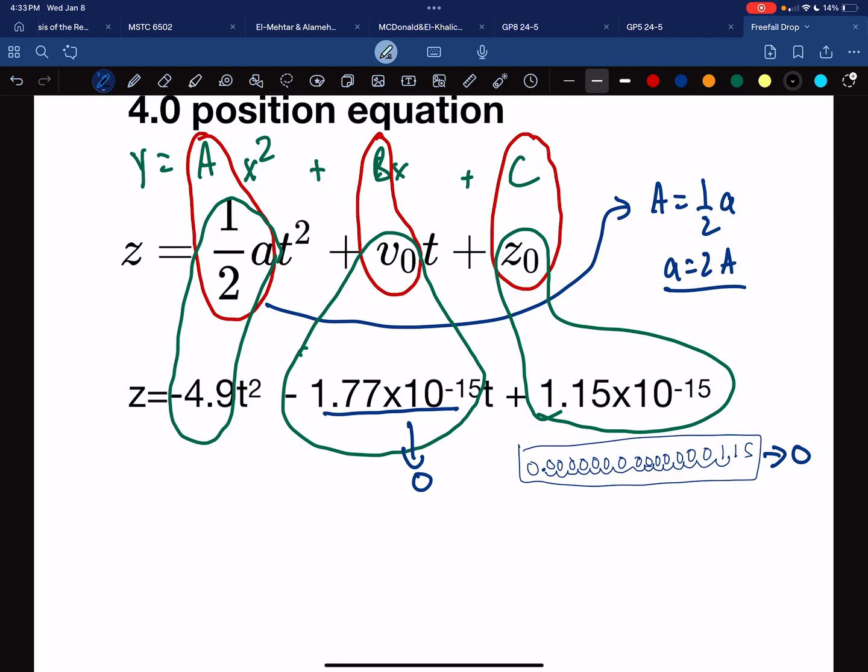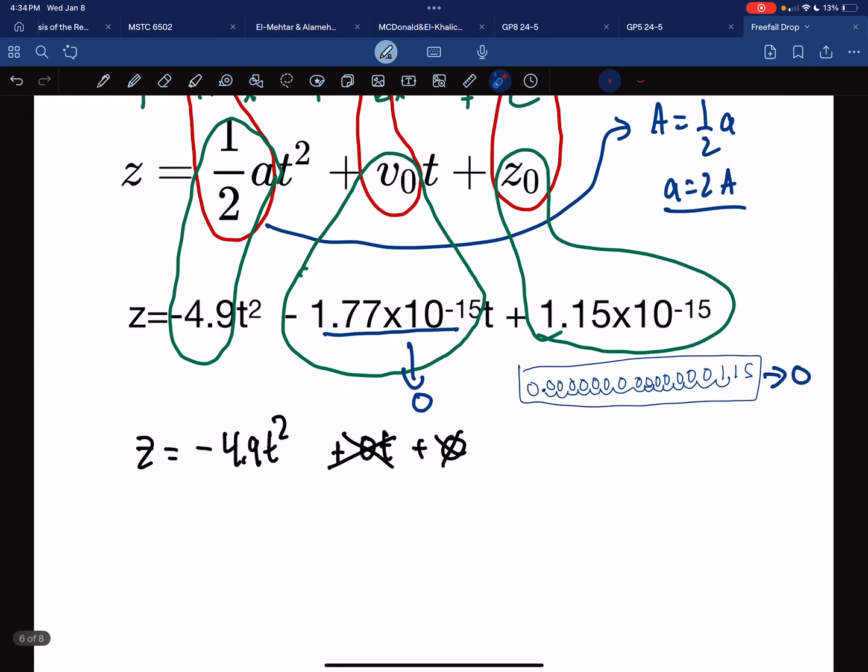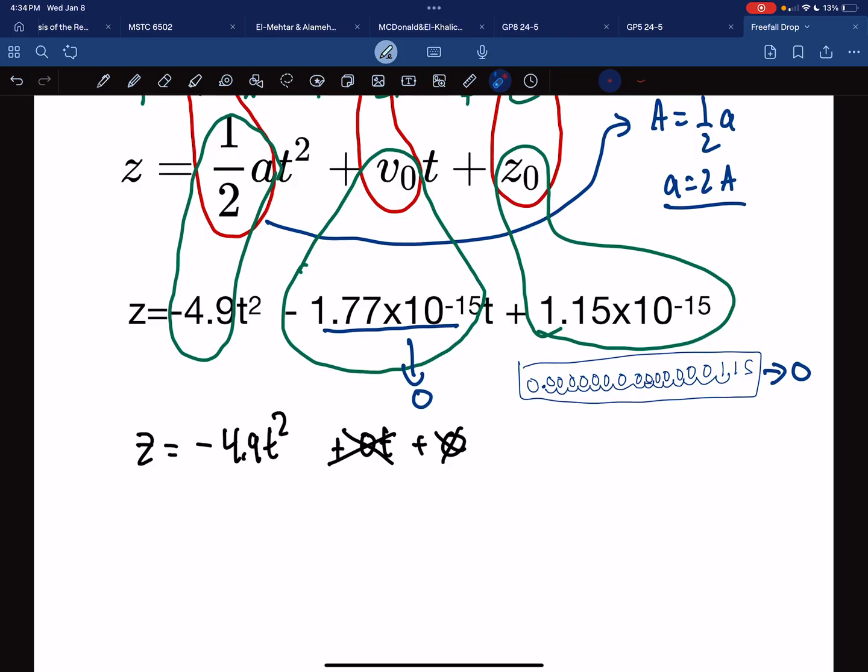So effectively, this equation, z equals minus 4.9 t squared plus 0t plus 0, and those terms drop out. Now, you may say, sometimes there might be a number that will be really small and it will count. How we know is that this number times 10 to the minus 15 is extremely small compared to this number. If this had been negative 4.9 times 10 to the minus 14th, then this number and this number and this number would be all about the same size, so they all matter. But because these are so tiny in comparison to this, they have almost no effect. So ultimately, we're looking at this equation, z equals minus 4.9 t squared.